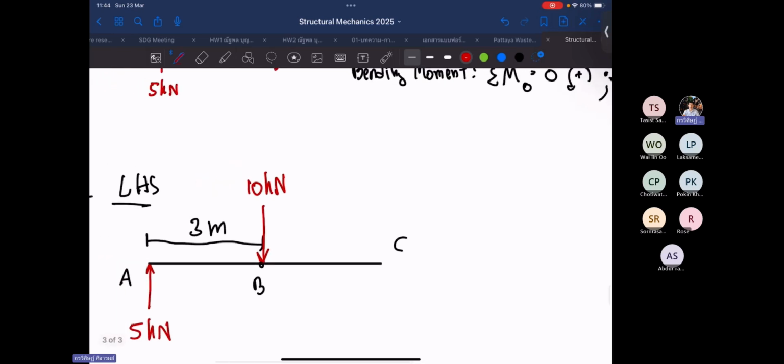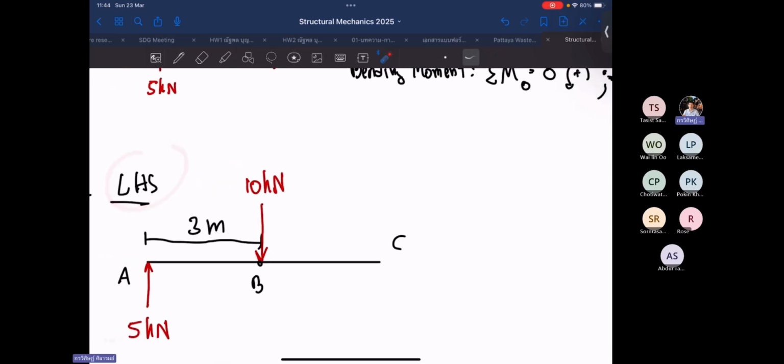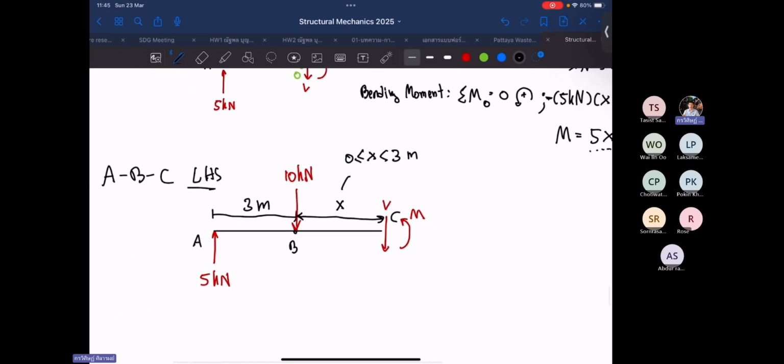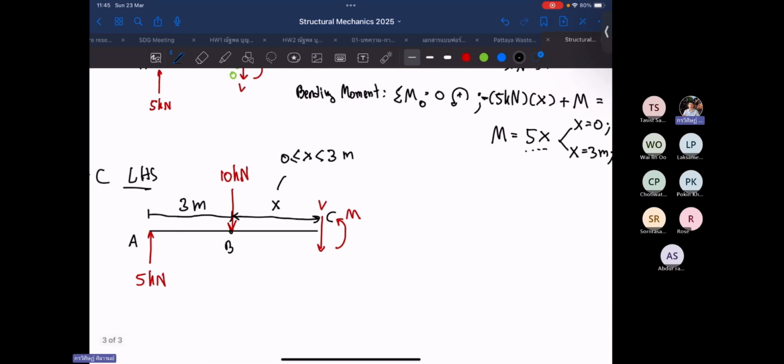As we use the left-hand side, the sign convention must be this way for shear force and bending moment. As we need to know the distribution, we again use symbol x. This x again ranges from 0 to just 3 meter, not reaching 3 meter but very nearly, like this. Again, we use the same method to analyze this free body diagram. Shear force.